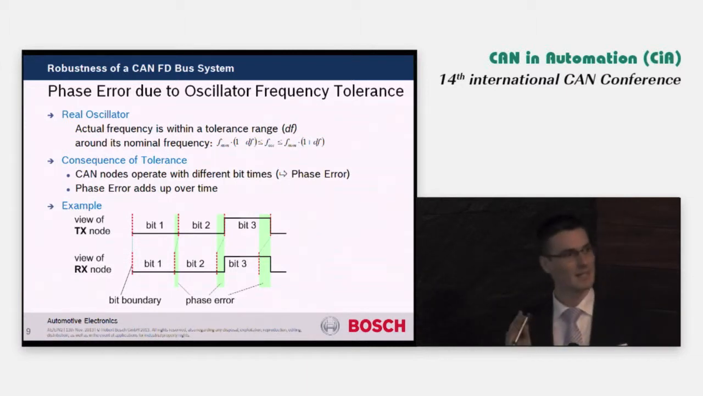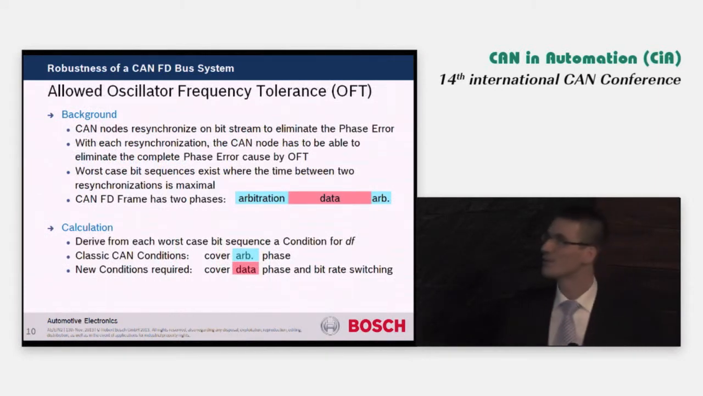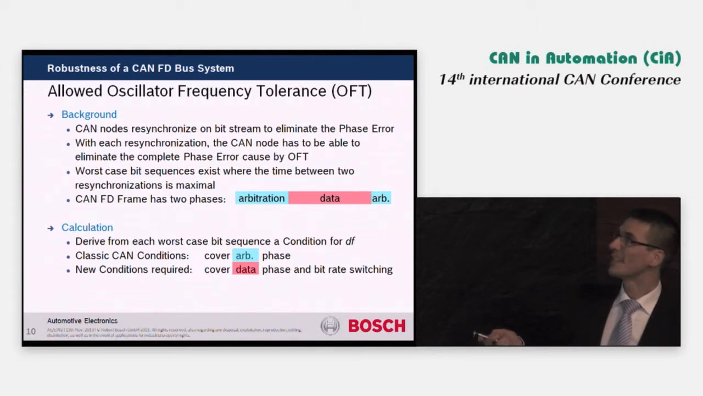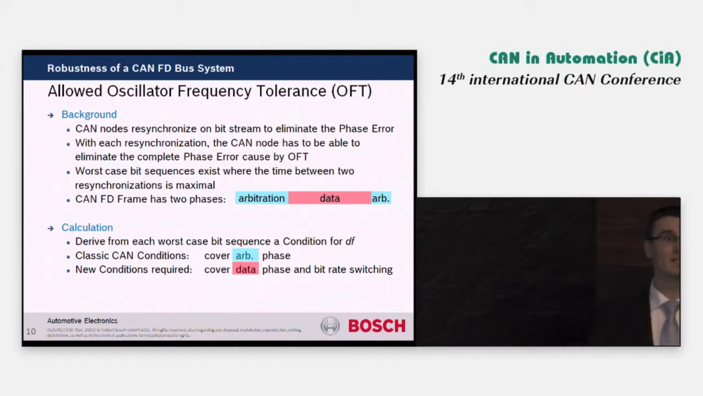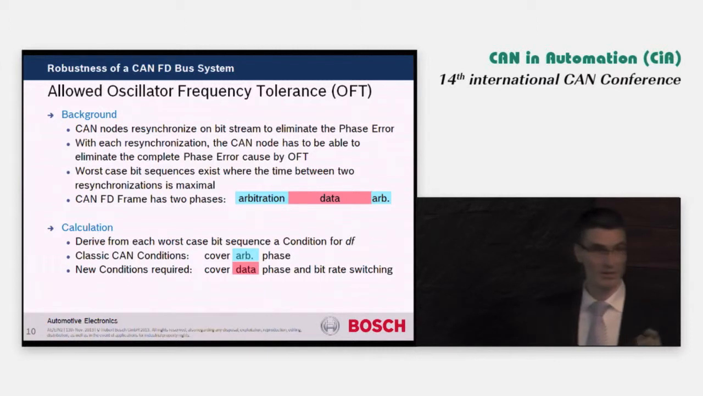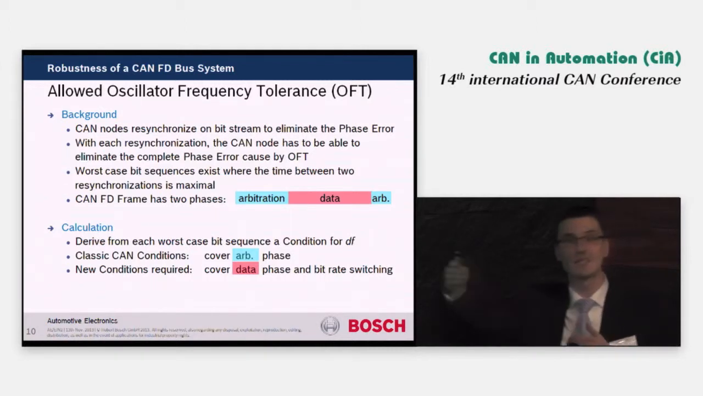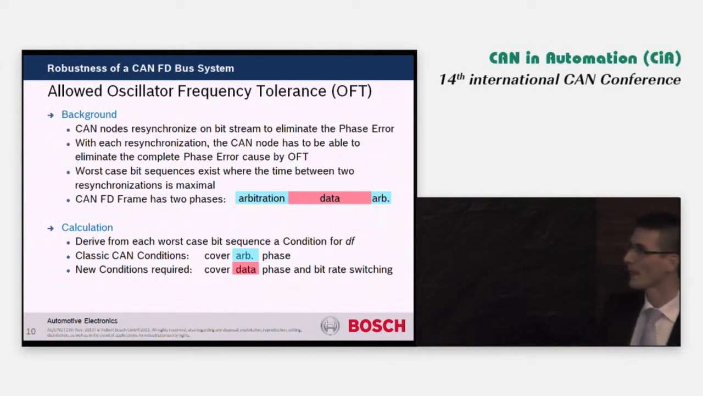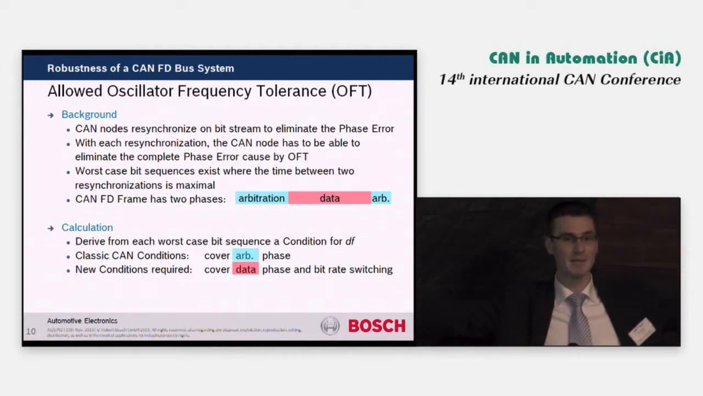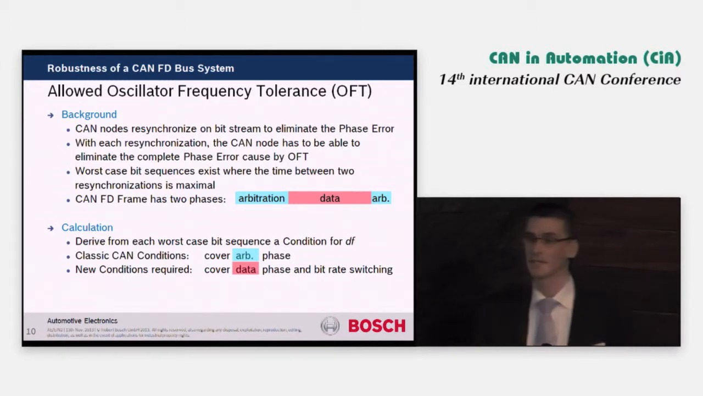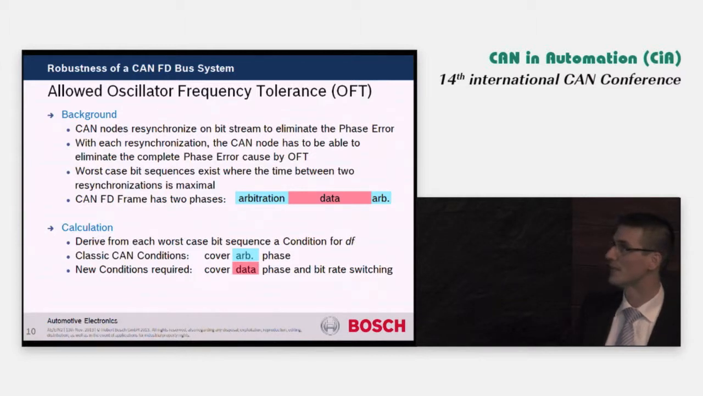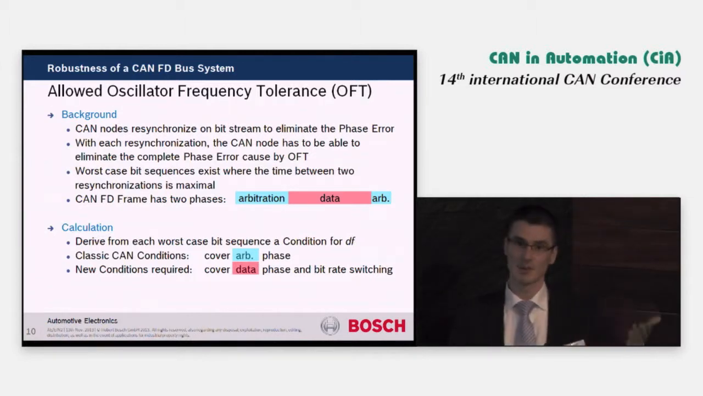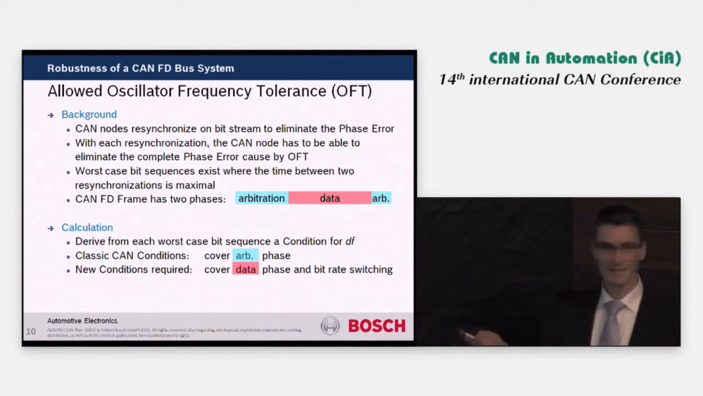To answer this question, we need some background, only a few points. We need to know that CAN nodes resynchronize to eliminate this phase error. We also need to know that with each resynchronization, the CAN node has to be able to eliminate the complete phase error that was caused by the oscillator frequency tolerance. Otherwise, it would still accumulate and the system wouldn't be robust. Further, there exist worst-case bit sequences where the time between two resynchronizations is maximum, and we have to consider these. The last thing we have to know is that a CAN FD frame has two phases, the arbitration phase and the data phase. What this means, I think everybody knows.